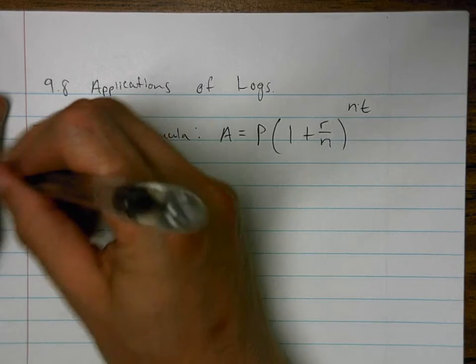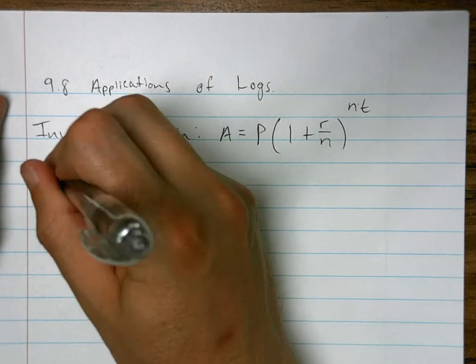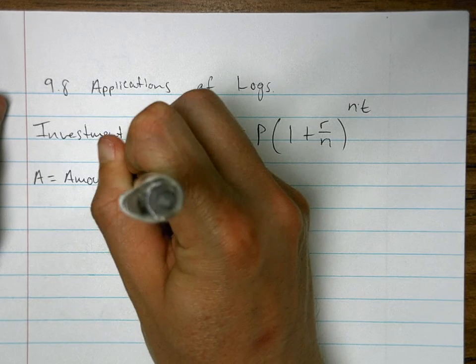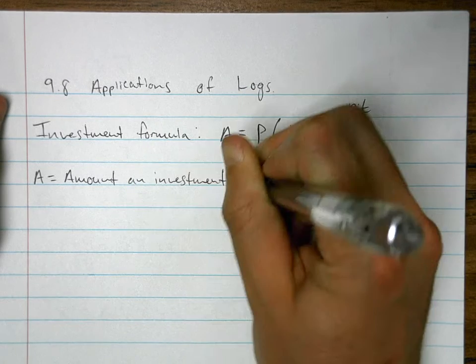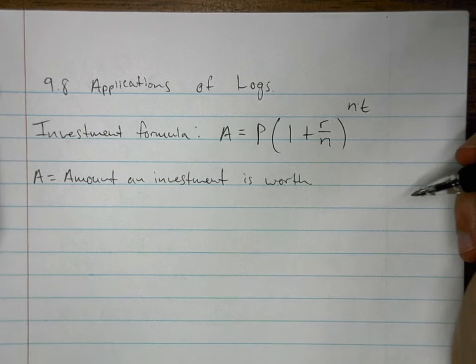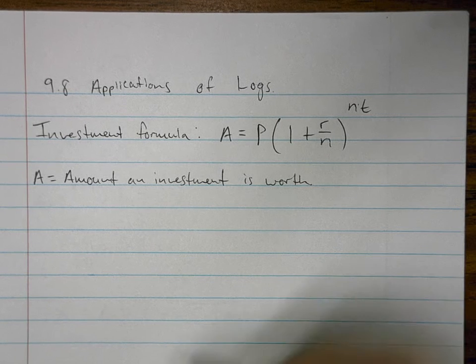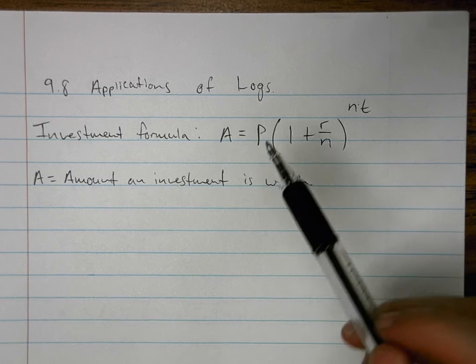So here's what it all means. A represents the amount an investment is worth. This is basically like your y of an equation. Okay? So typically you plug all of your stuff into the right side, all to get your answer A. How much is it worth?